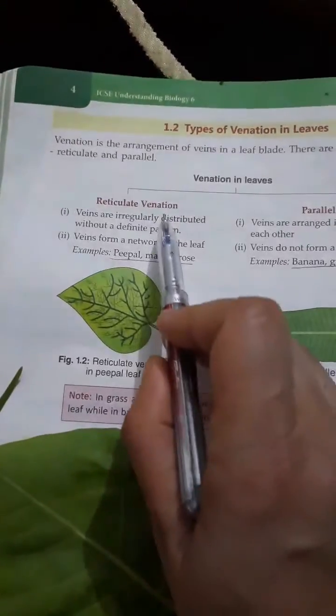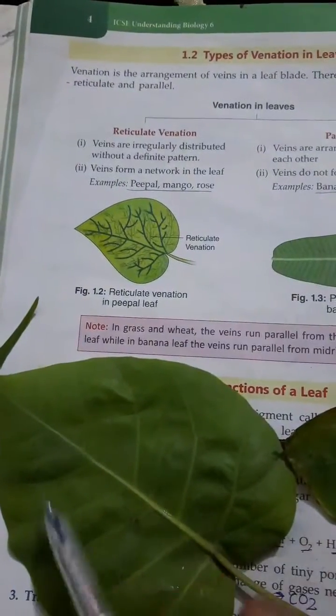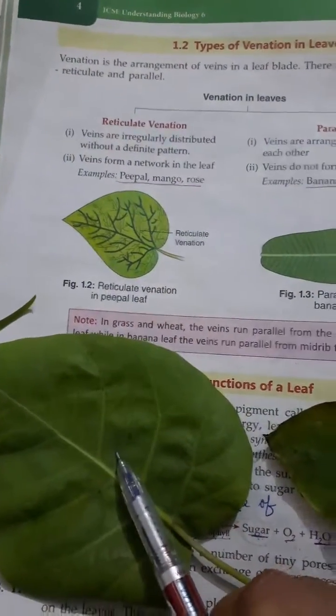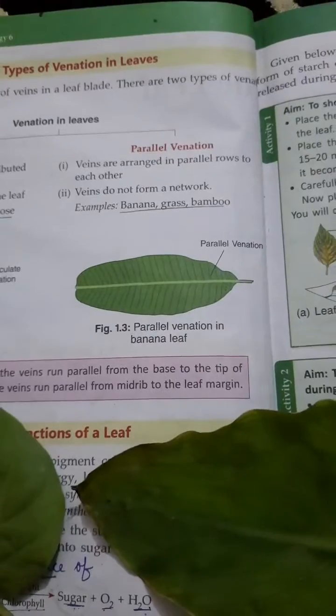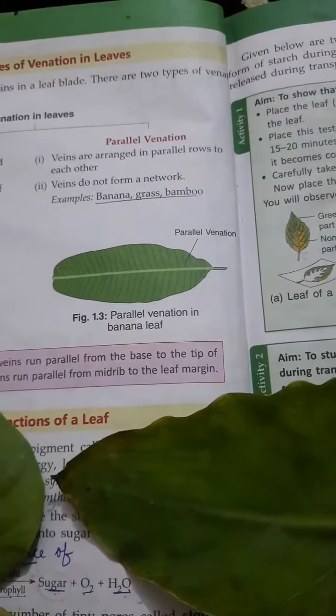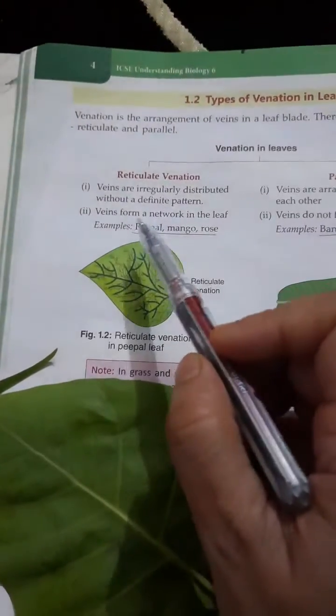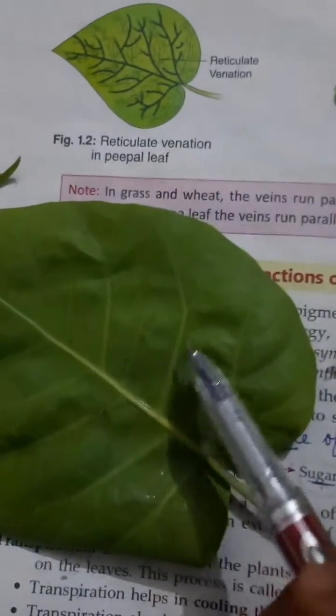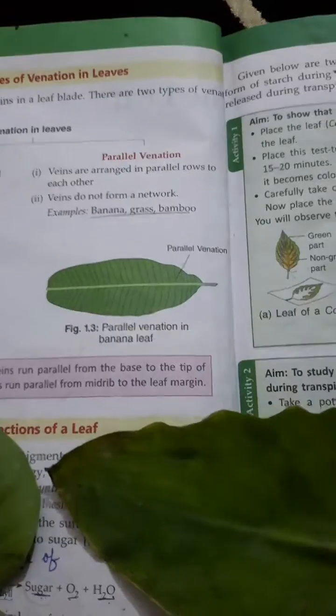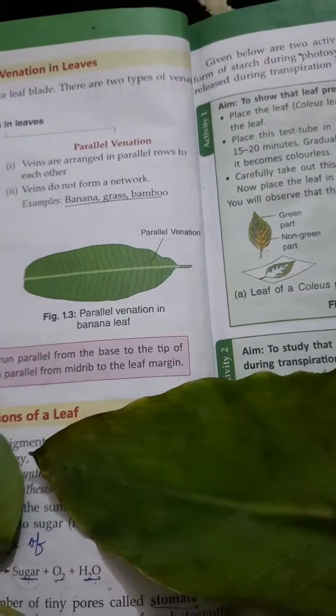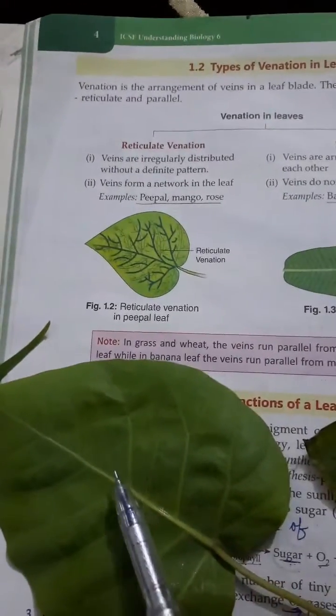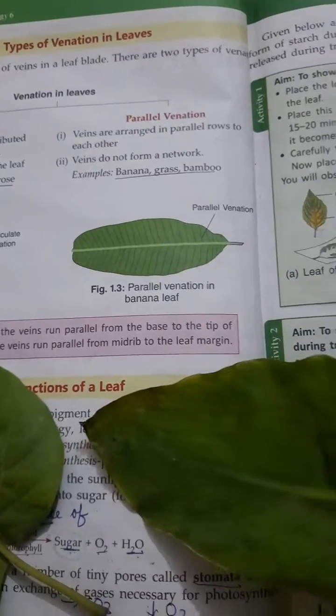So what is reticulate venation? When veins are irregularly distributed without a defined pattern. And parallel venation means veins are arranged in parallel rows to each other. Veins form a network in the leaf. Here you can see they form the network in the leaves. But here you can see they do not form the network in the leaves. As examples of reticulate, you can write peepal, mango, rose. As examples of parallel, you can write banana, grass, bamboo.